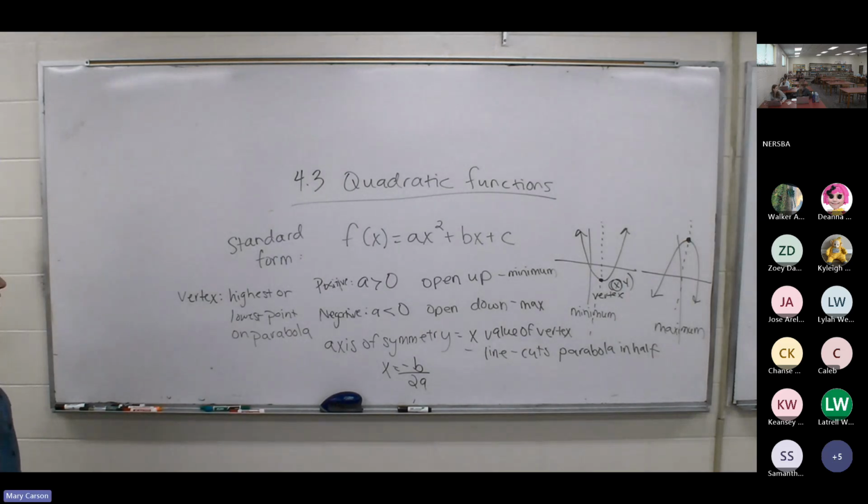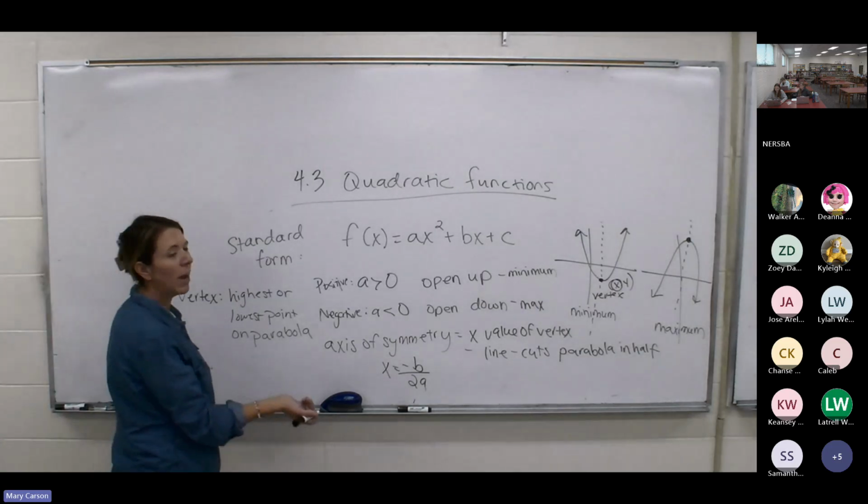All right, and then the last thing I want to talk about here for the graph, does anybody know what the C value represents? What does the C value tell us? Anybody know? Where it goes to the y-axis? Yes, what's that called? Good. All right, it's the y-intercept.